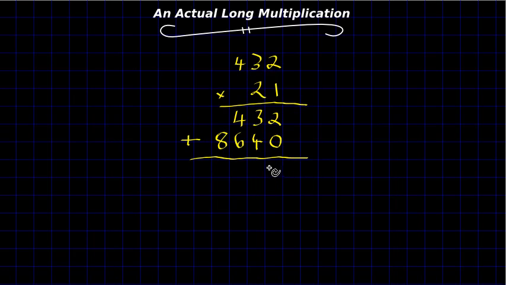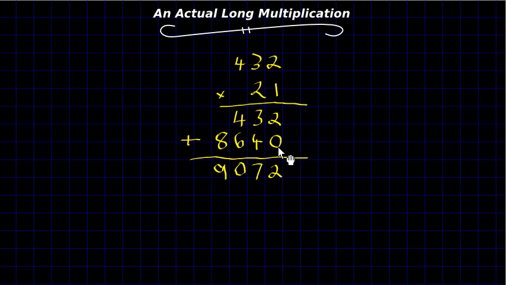2 plus 0 is 2, which we put there. 3 plus 4 is 7. 4 plus 6 is 10. Carry the 1, gives us a 9. And that's the right answer. That's 432 times 21.